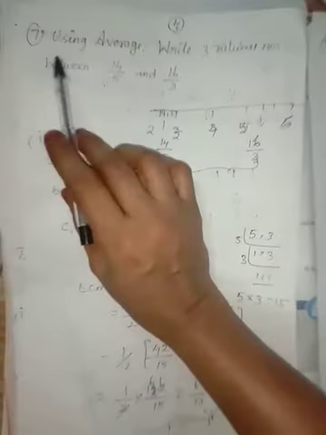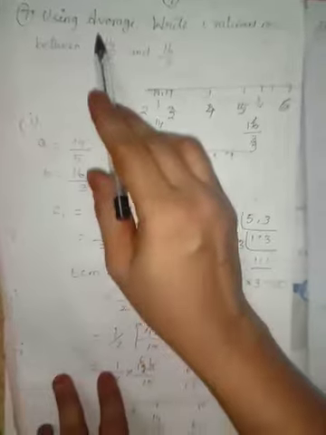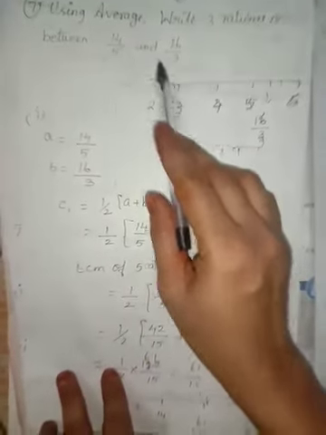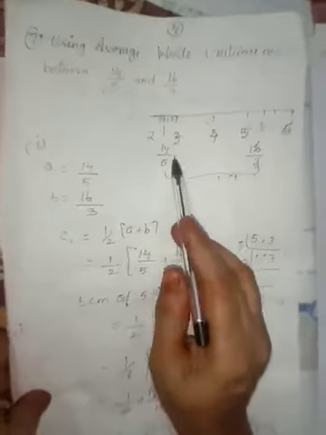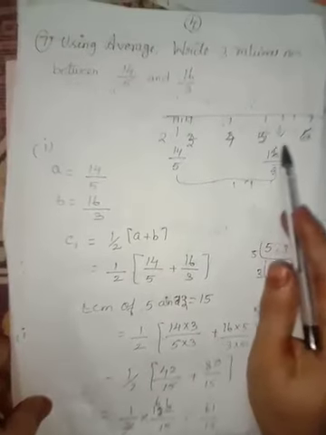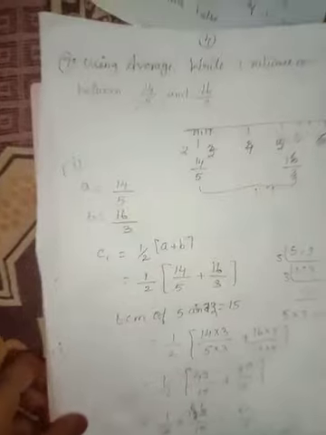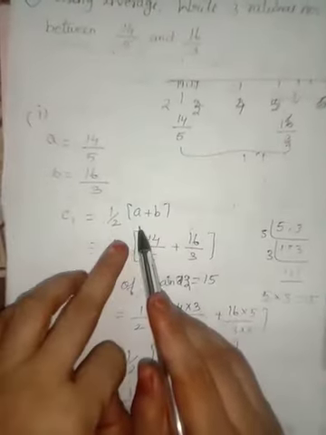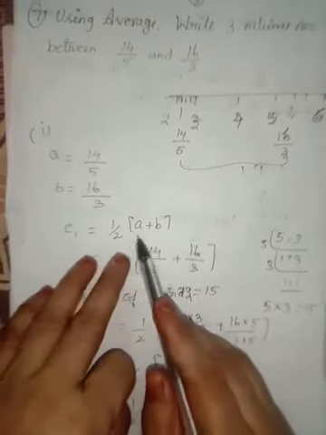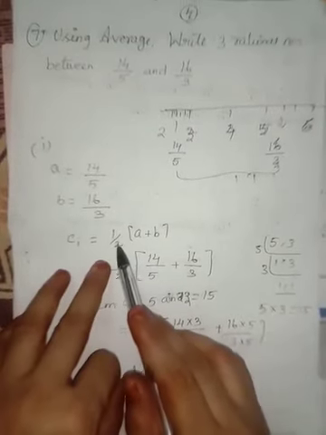Let's move on to the 7th sum. Write 3 rational numbers between 14 by 5 and 16 by 3 by using the average method. So 14 by 5 lies between 2 and 3, and 16 by 3 lies between 5 and 6. So we must use the average method. How can we find the average? When we add the two numbers, we multiply the result by half.